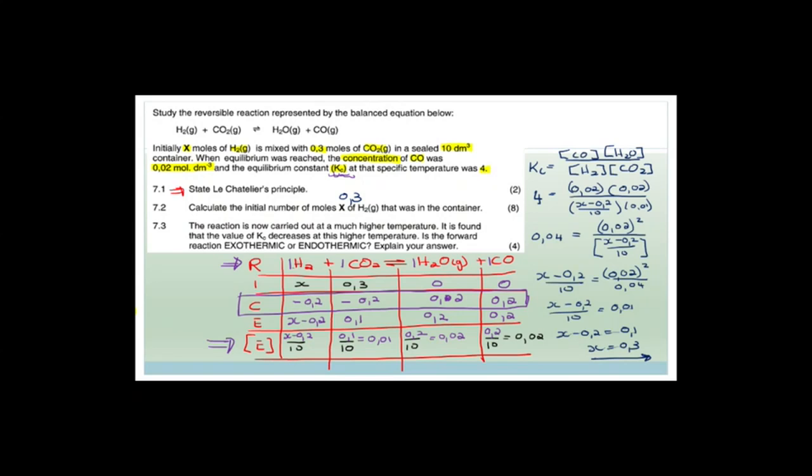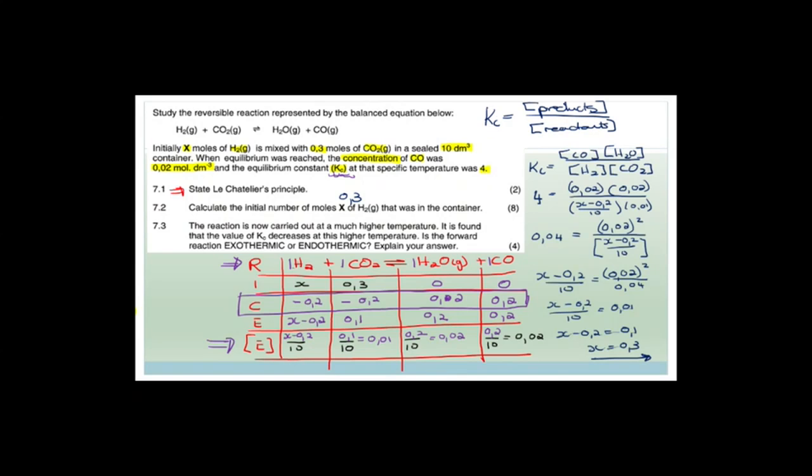Okay, now it says the reaction is now carried out at a much higher temperature, and it says that Kc decreases at this higher temperature. Is the forward reaction exothermic or endothermic? Okay, so let's think about this. Kc equals the concentration of the products over the concentration of the reactants.